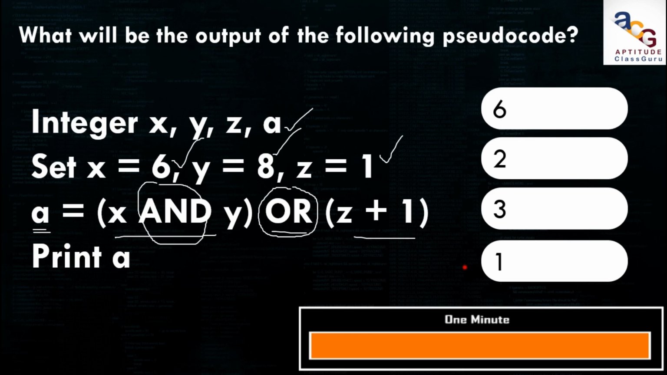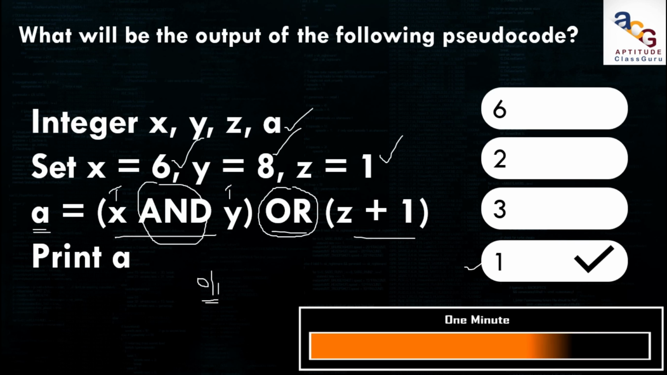I will directly give you the answer as 1, but we have to go for the solution, right? Why? Because whenever I see the and or operators, I will directly know that the output will be either 0 or 1, because these operators always return the value of 0 or 1. 0 is not there, so I will definitely go with 1, but I will go with the explanation. What is the value of x? 6. It's not 0, so the value is true. What is the value of y? It is 8, so it is also true. Greater than 0, you will take it as true.